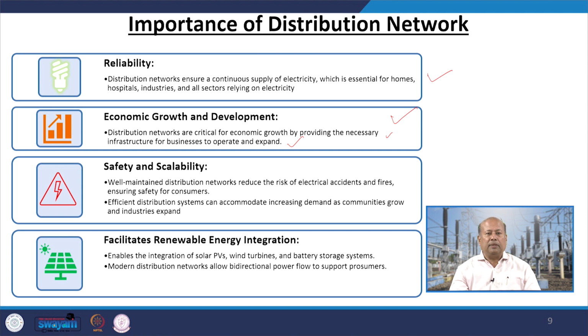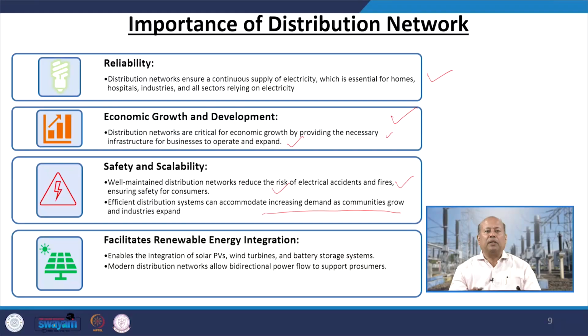Third one, safety and scalability. Well-maintained distribution networks reduce the risk of electric accidents and fire, ensuring safety, and an efficient distribution system can accommodate increasing demand as communities grow and industries expand. So, it has the capacity not only to provide safety to consumers, but also to scale up as and when required.